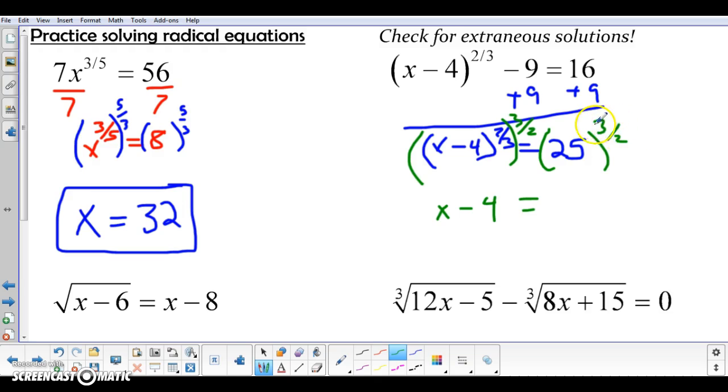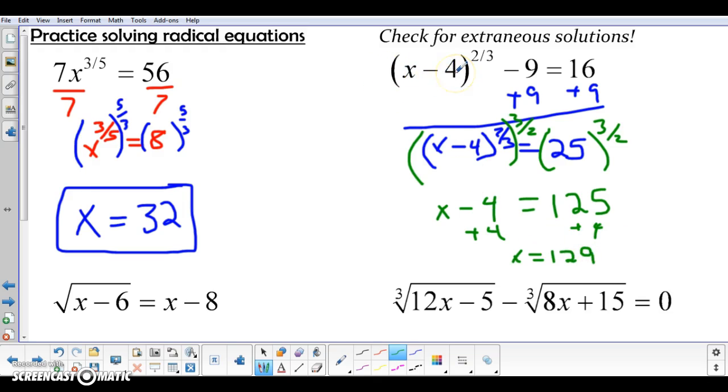Again, a rational exponent. The bottom number means take this root. So let's take the square root of 25. Well, that's 5. And then cube it. 5 cubed is 125. And again, you can always check your calculator on that one if you're not sure. Last step, let's add 4 to get the x by itself. So when all is said and done, x is equal to 129. Plug it in, check it out.